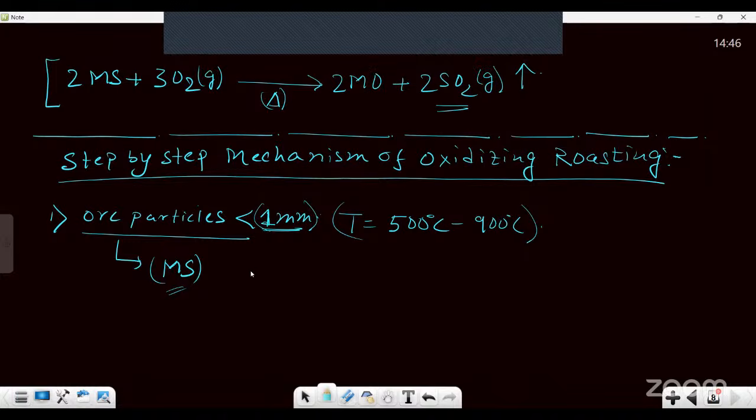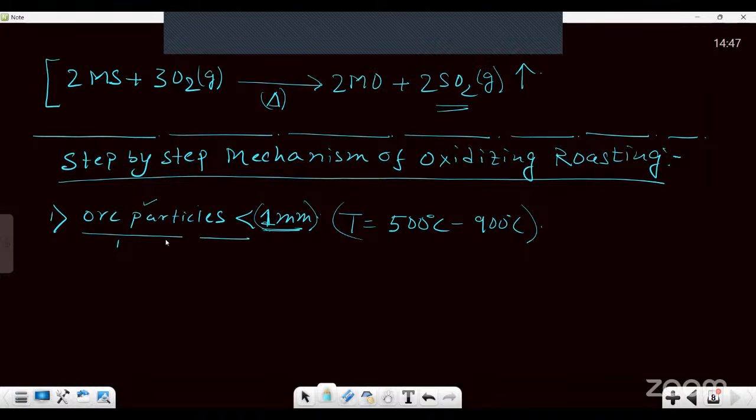Along with the oxygen, we also need to prepare the ore. That means we need to reduce the size of the ore so that it has a higher surface area, and the oxygen is more susceptible to attacking the ores. Now the ores are prepared to convert from metal sulfide to metal oxide. That is the main purpose you need to understand.